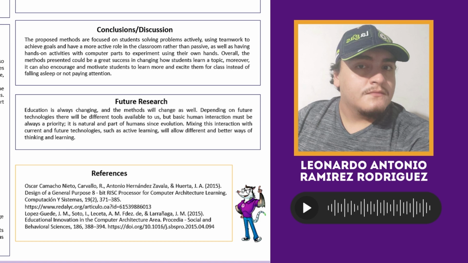To summarize, the proposed methods have been researched and evaluated to encourage an active learning environment. With hands-on activities and problems, students can learn while also developing their problem-solving techniques. Applying this to computer architecture is very important, because it will make future students have better participation in professional work environments.